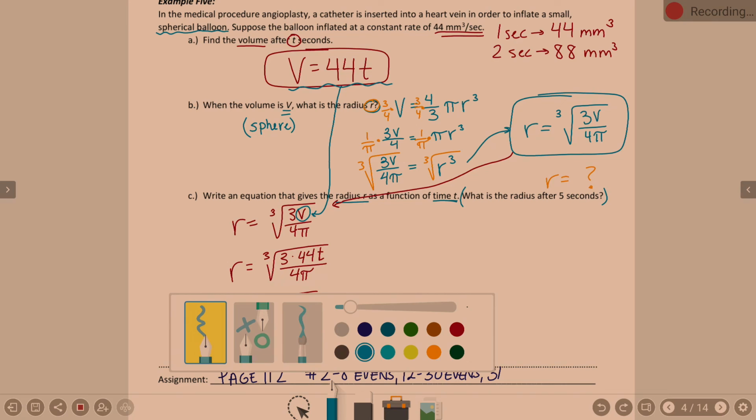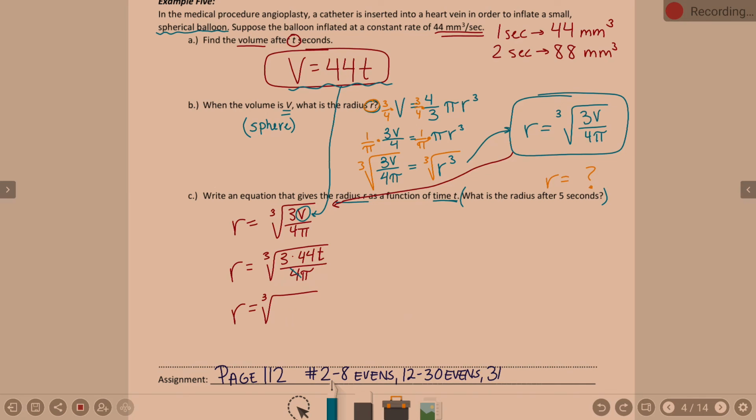What can I simplify right now and not have to grab my calculator? My 4s, yes. Do you see that? Now, I'm not saying it's wrong if you did it the other way. You're just going to have to simplify. I personally see that 4 divides by 4 to be 1. 44 divides by 4 to be 11. So then I'm never grabbing my calculator. And I know that on top, 3 times 11t is going to be 33t over pi, all under the cube root.